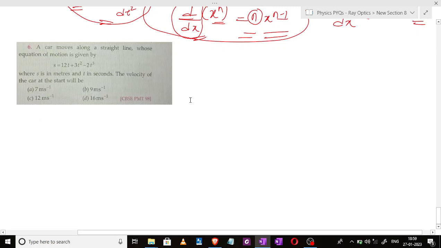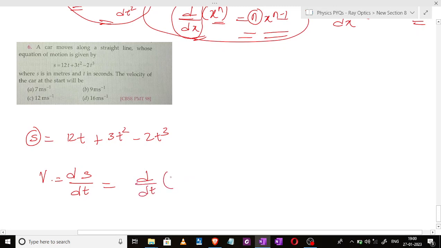Okay, let's copy the question. A car moves along a straight line whose equation is given as s = 12t + 3t² − 2t³. What is s? s is displacement, right? We know, so we need to find velocity. What is the formula for velocity? Velocity is the rate of change of displacement, so ds/dt. Earlier it was x, now it is s, because earlier we took displacement as x and here in the question s is given.